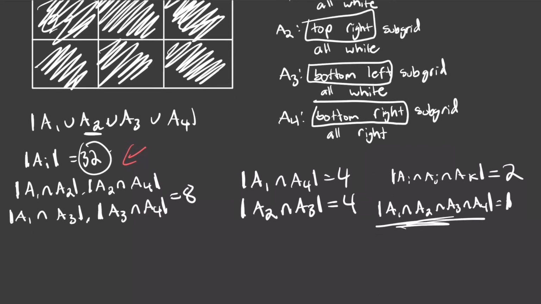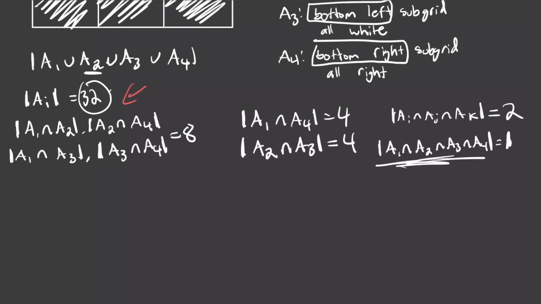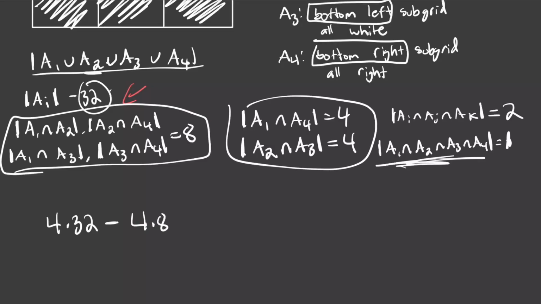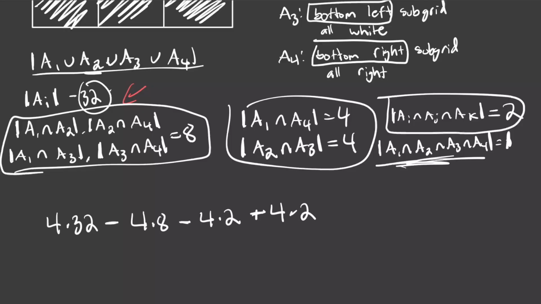So now we have everything that we need to solve for our magnitude of union. So we had 4 single intersection terms, each having value 32. So we take 4 times 32, then we subtract off all of our double intersections. 4 of our double intersections had a value of 8. So we subtract off 4 times 8, and then the other 2 had a value of 4. So let's subtract off 4 times 2. Now we add back on the 4 different triple intersections that we had, each having value 2. So 4 times 2 added back on there. And then we just need to subtract off our quadruple intersection 1 time, and it had a value of 1. So we subtract 1 at the end.